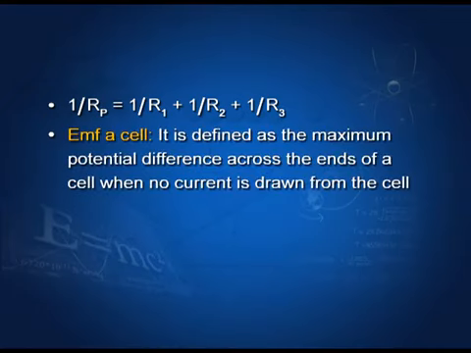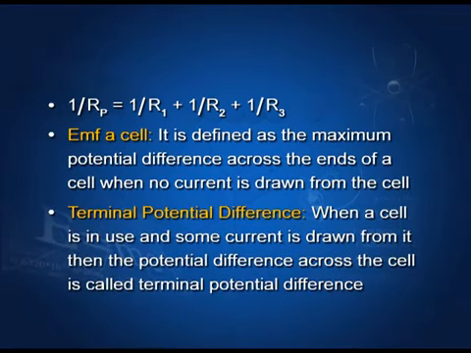EMF of a cell. It is defined as the maximum potential difference across the ends of the cell when no current is drawn from the cell. Terminal potential difference. When a cell is in use, it draws some current through the resistor. As a result, the potential difference across the cell is slightly less than the EMF of the cell, and this potential difference across the terminals is known as terminal potential difference.